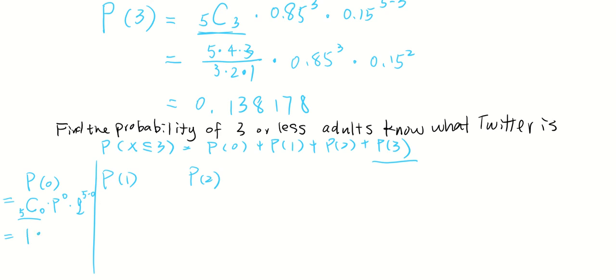1 times P of 0. P here is 0.85 to the power of 0 times Q is 0.15 to the power of 5. So 1 times any non-zero number to the power of 0 is 1, times 0.15 to the power of 5. So 0.15 to the power of 5 is, okay, I will round it to 0.000076. That's P of 0.